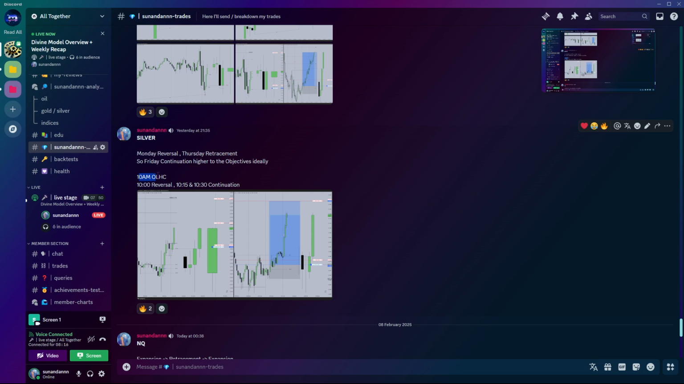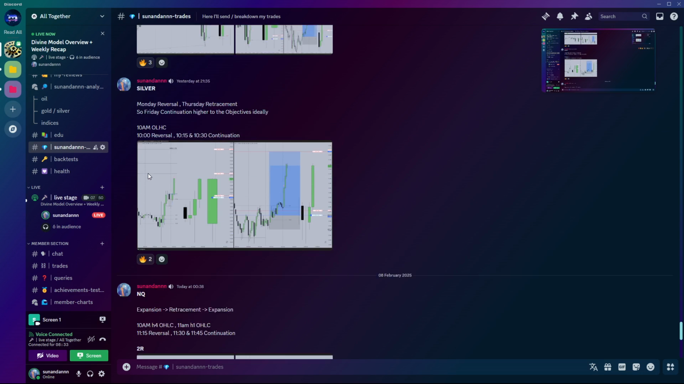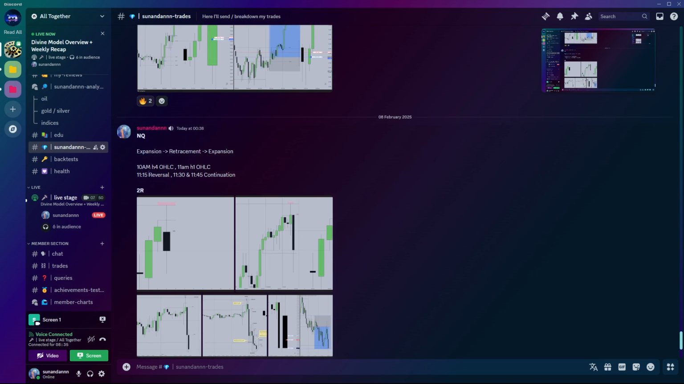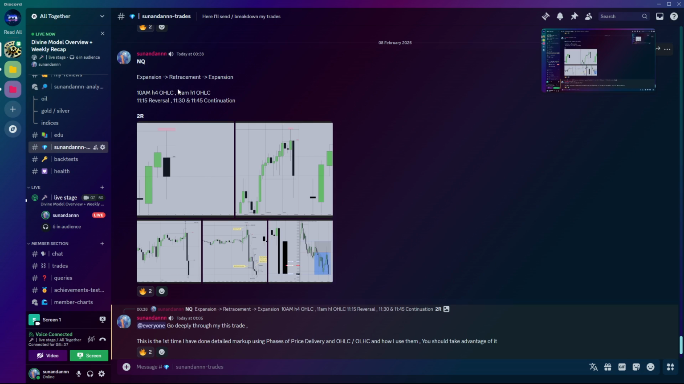10 a.m. is, coincidentally, I will say this is a coincidence, 10 a.m. is an H4 and H1 candle too. But even if it was 9 a.m. reversal, 9:15, 9:30 continuation, I would have framed 9 a.m. H1 OHLC. Okay, getting my point? This was my yesterday's trade. 1 hour structure, H4 expansion candle.